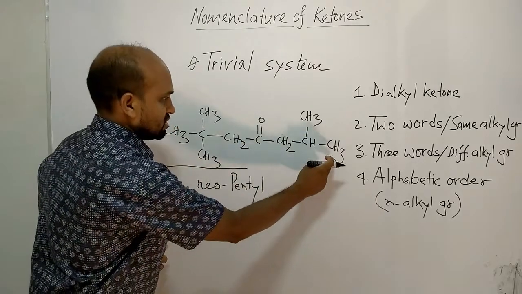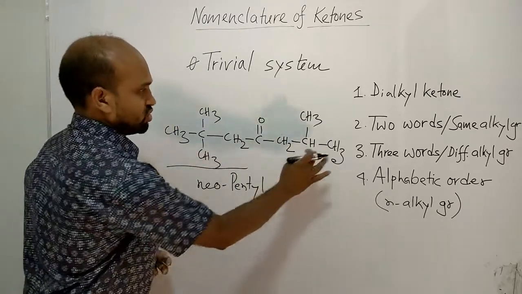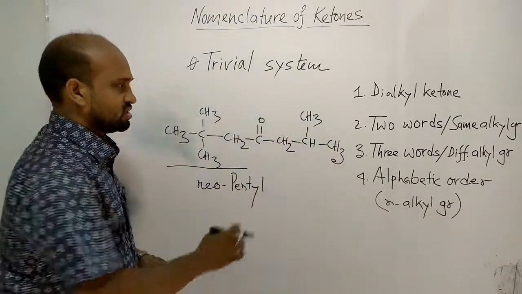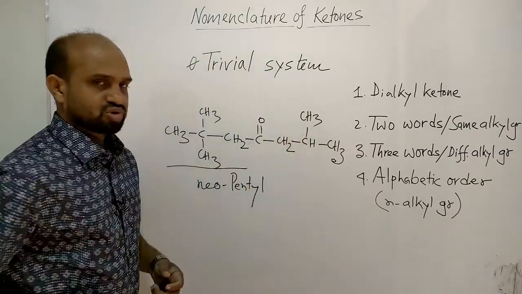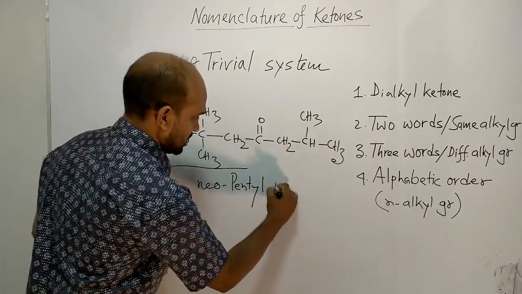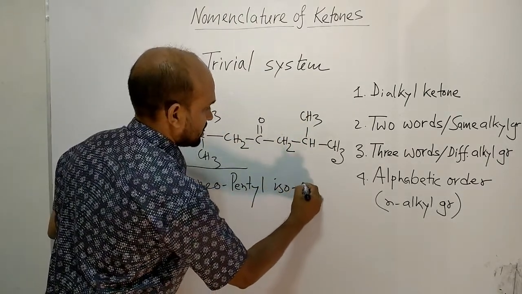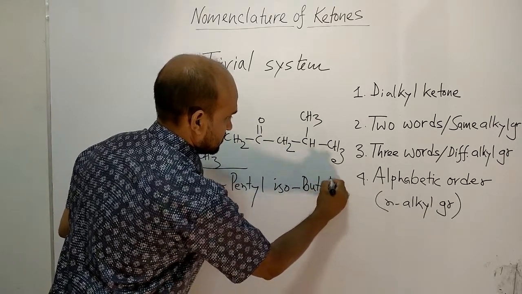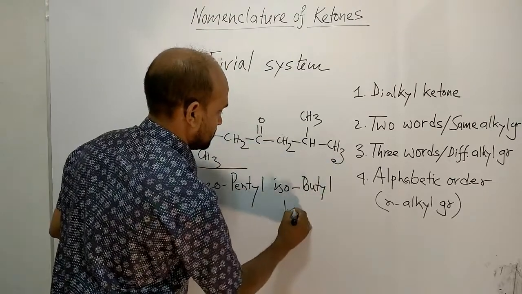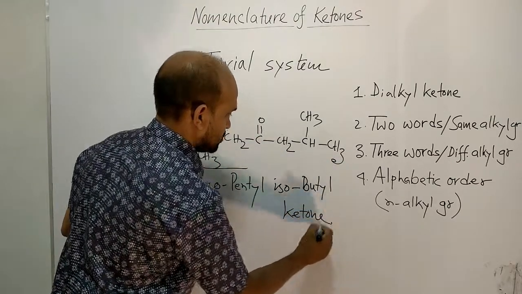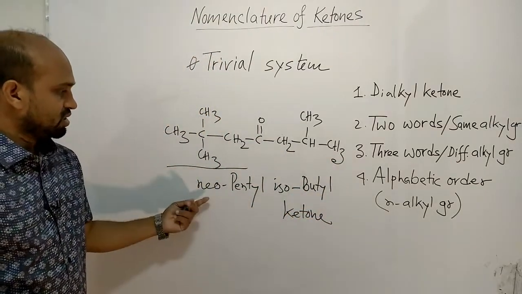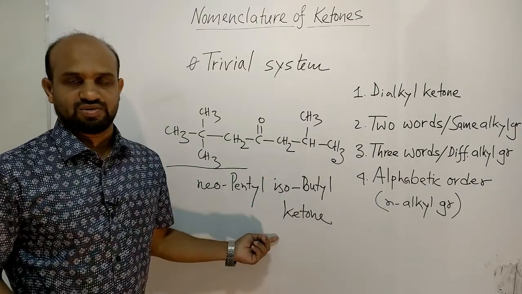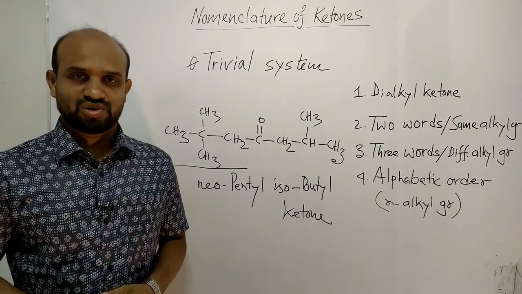Neopentyl. Here there are 4 carbon atoms: 1, 2, 3, 4. And from this right side, the second carbon carries a methyl group, so iso will come here. Isobutyl ketone. So its name will be neopentyl isobutyl ketone. Let's move on to the next point.